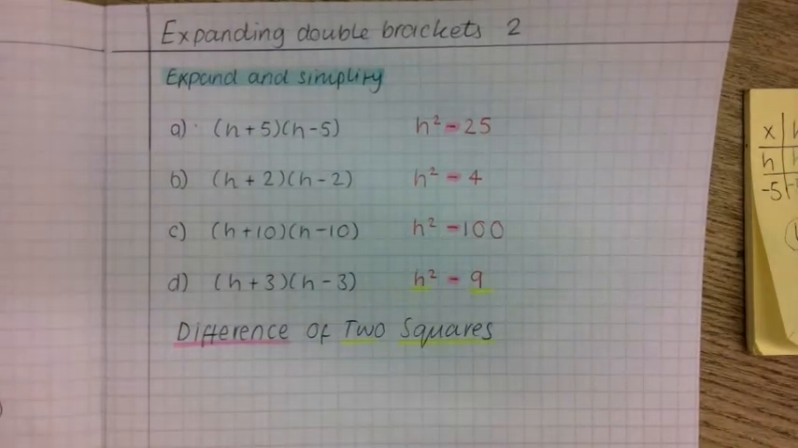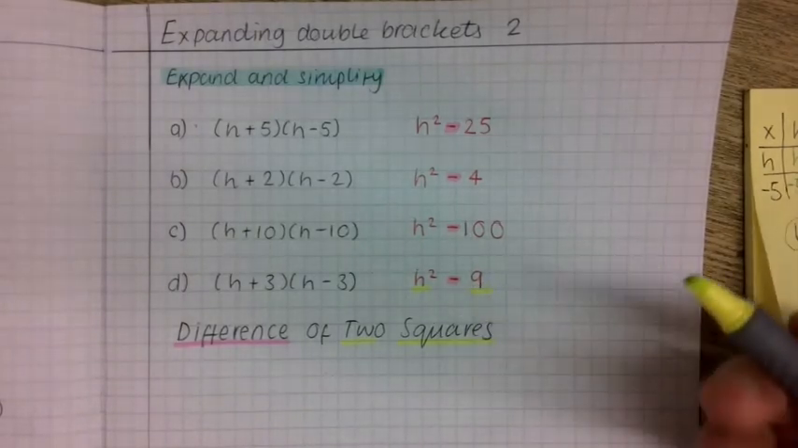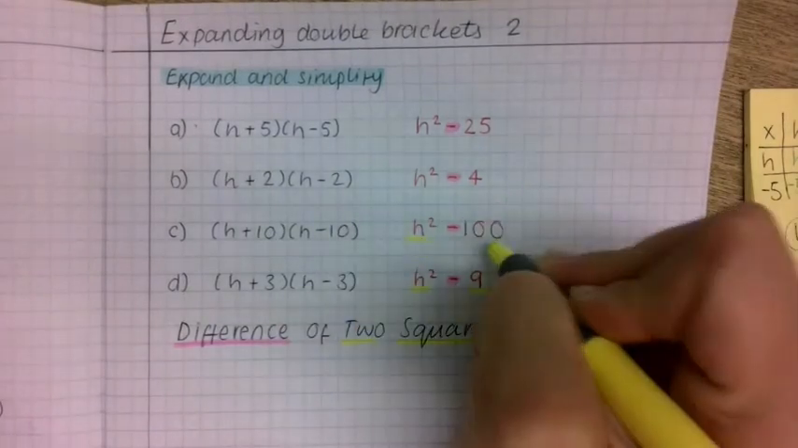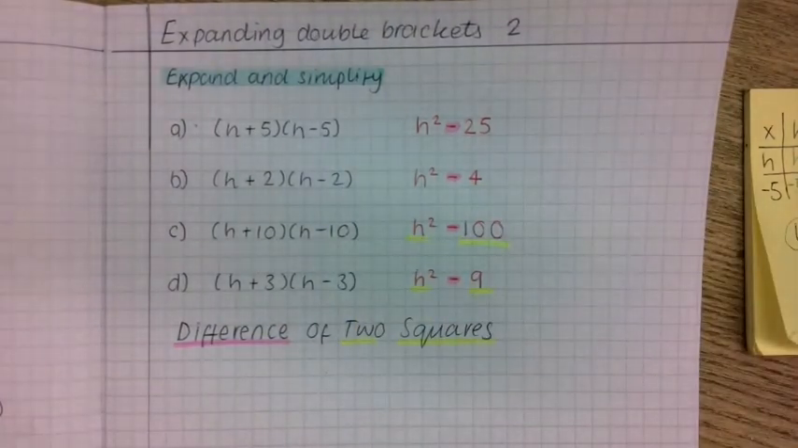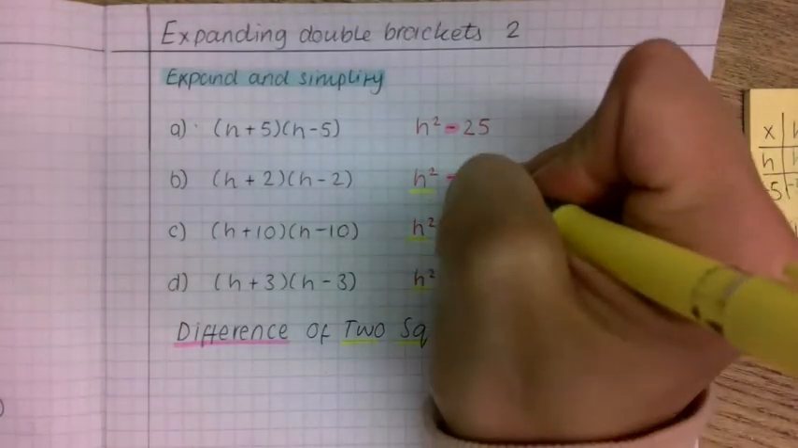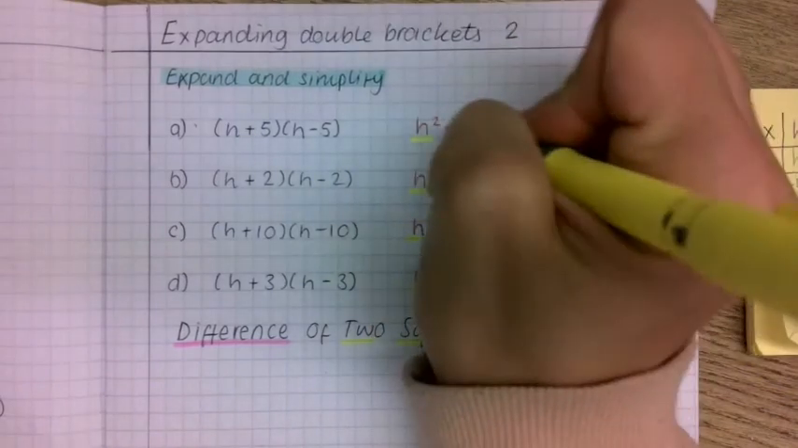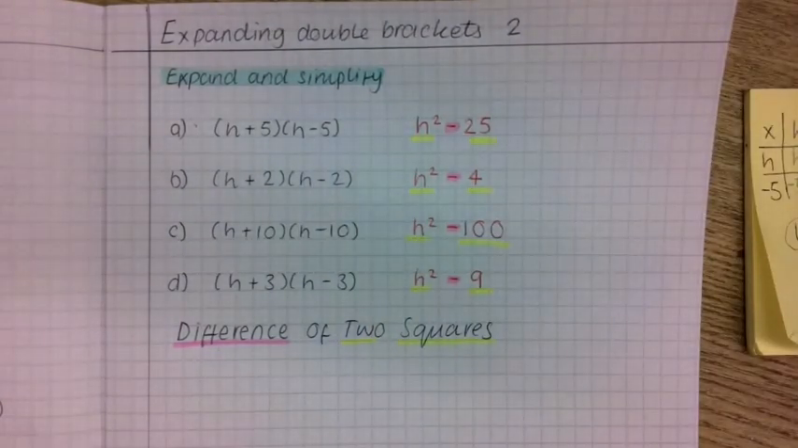h squared is a square number, it's h squared. And 9 is a square number, it's 3 squared. h squared is a square number, 100 is a square number because it's 10 squared. h squared, square number. 4 is a square number because it's 2 squared. And then 25 over here is 5 squared. Now, the way to spot if a question is a difference of 2 squares question is what we'll look at next.